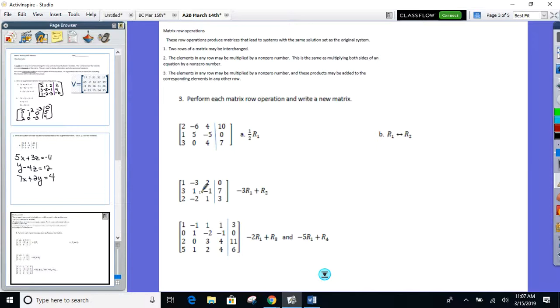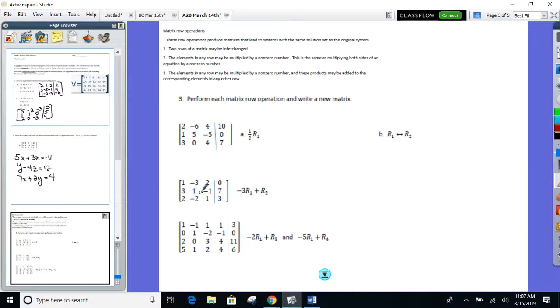Perform each row operation: 1/2 R1. What do you think I'm asking for here? Multiply what? Row 1, the entire row 1, by 1/2, and rewrite the new matrix for me.